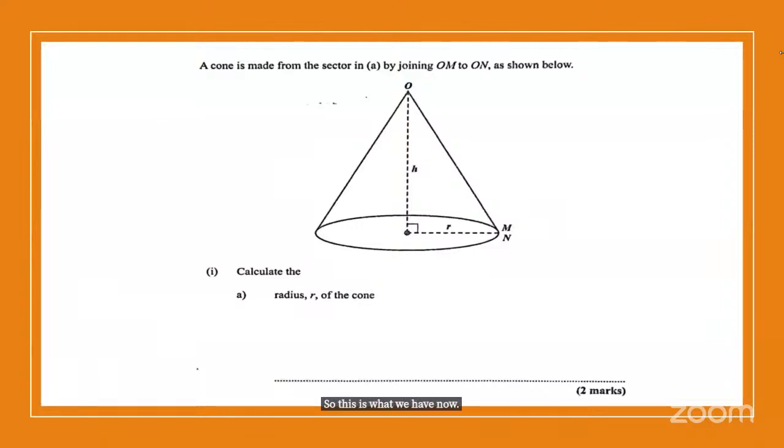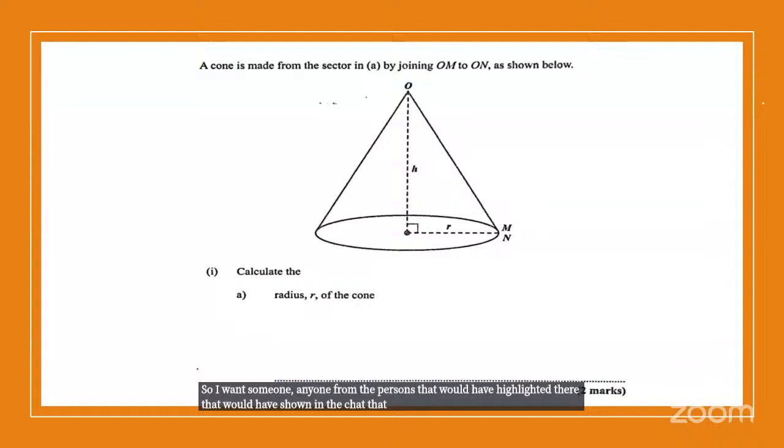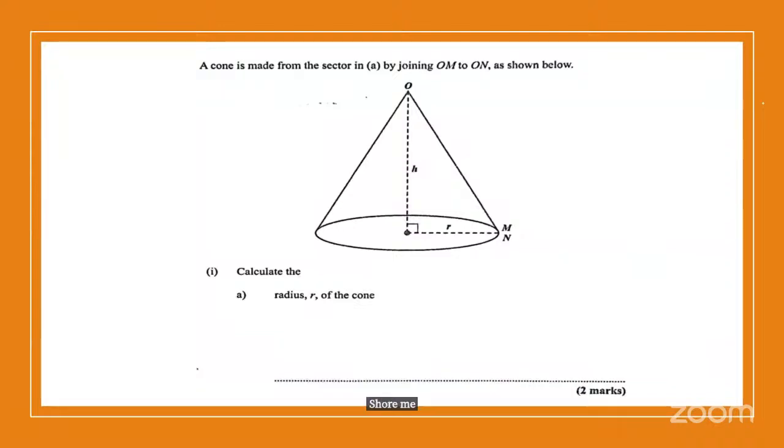So what they said to us is that a cone is made from the sector in part A. So the sector that we had before, they say a cone is made from the sector in A by joining OM and ON as shown below. So I want anyone from the persons that have shown in the chat that they are complete to show me a cone. Join it together as they said. They said they join OM and ON. Pull it together, open your camera and show us what you have.